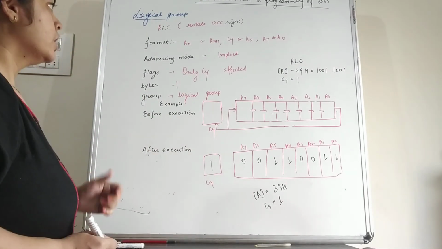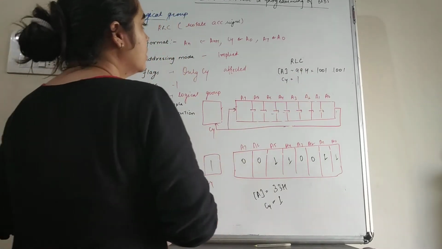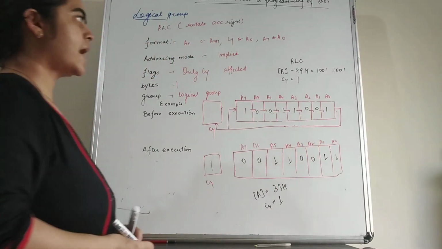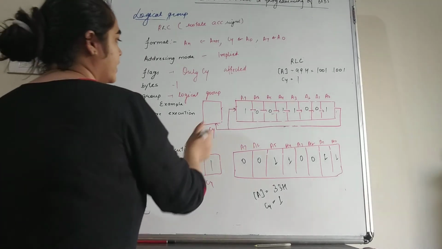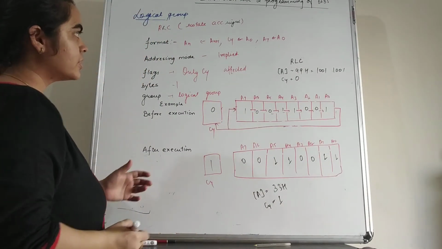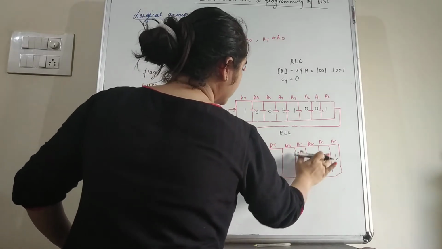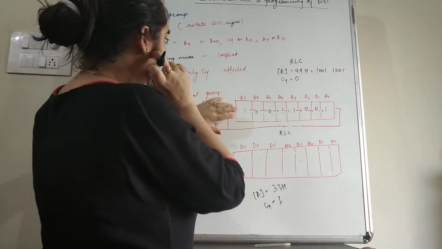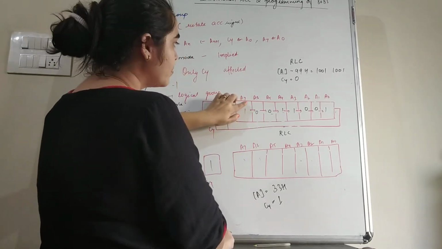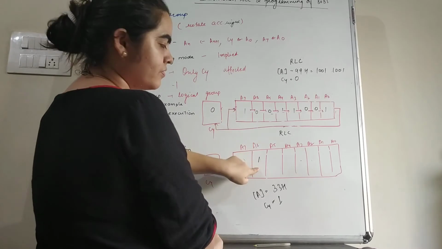Group is logical group. Now you can see the same example. Suppose the contents in the accumulator are 1001 1001. That means 99H is in the accumulator, and the carry flag has value 0. So initially the carry flag has value 0. After executing the RRC instruction, the contents will be shifted to the right side. That means whatever is the value in A7 will be shifted to A6. So now the value of A7 will be shifted here.